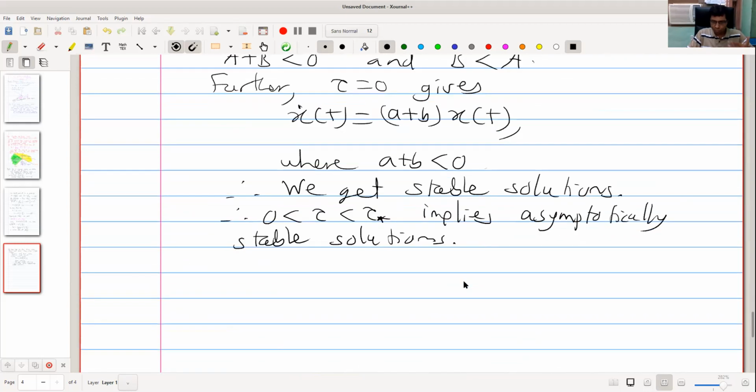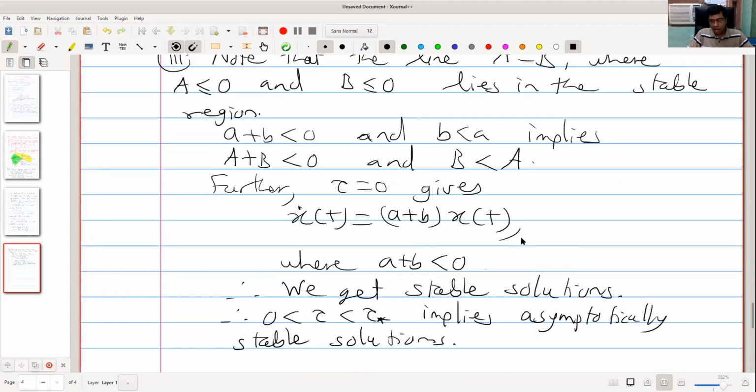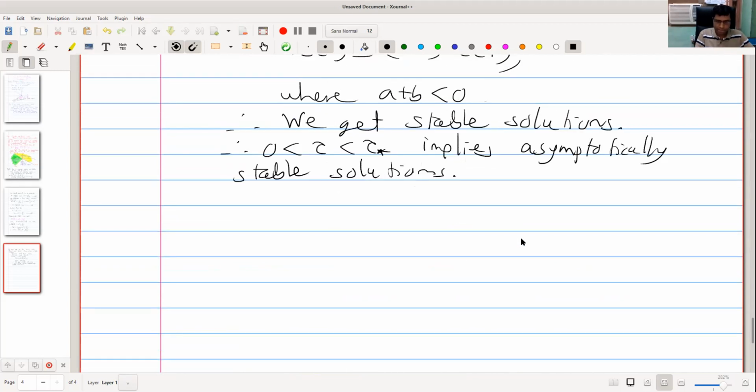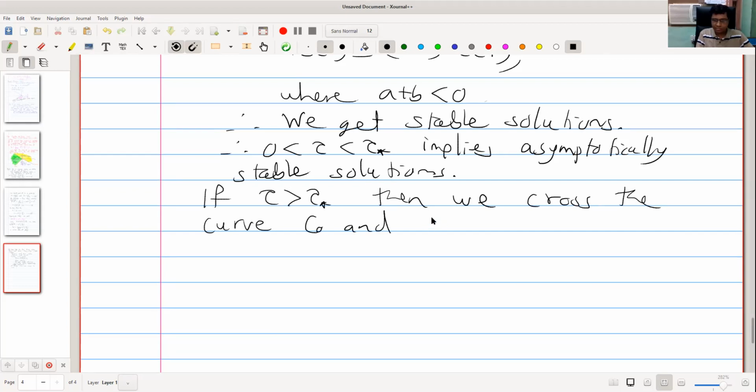If we increase tau further, that means tau greater than tau star, then we will be outside the stability. Okay, we will cross that curve C0 and the system becomes unstable. Okay, so tau greater than tau star implies unstable. Okay, now we prove the first and second arguments.